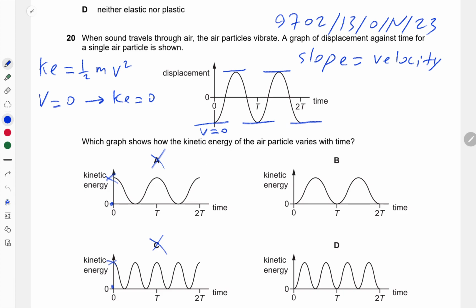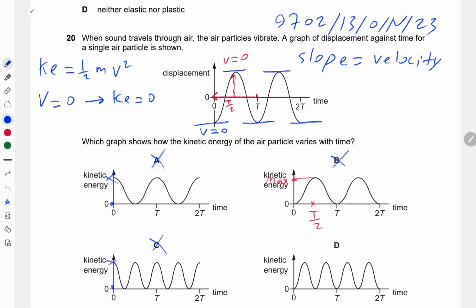Now here you have the period, so that's the total period of the cycle. After half the period, so this is T over 2, we know that velocity becomes 0. So here after half the period T over 2, we see that kinetic energy is maximum. This means velocity is maximum. So option B is also eliminated.